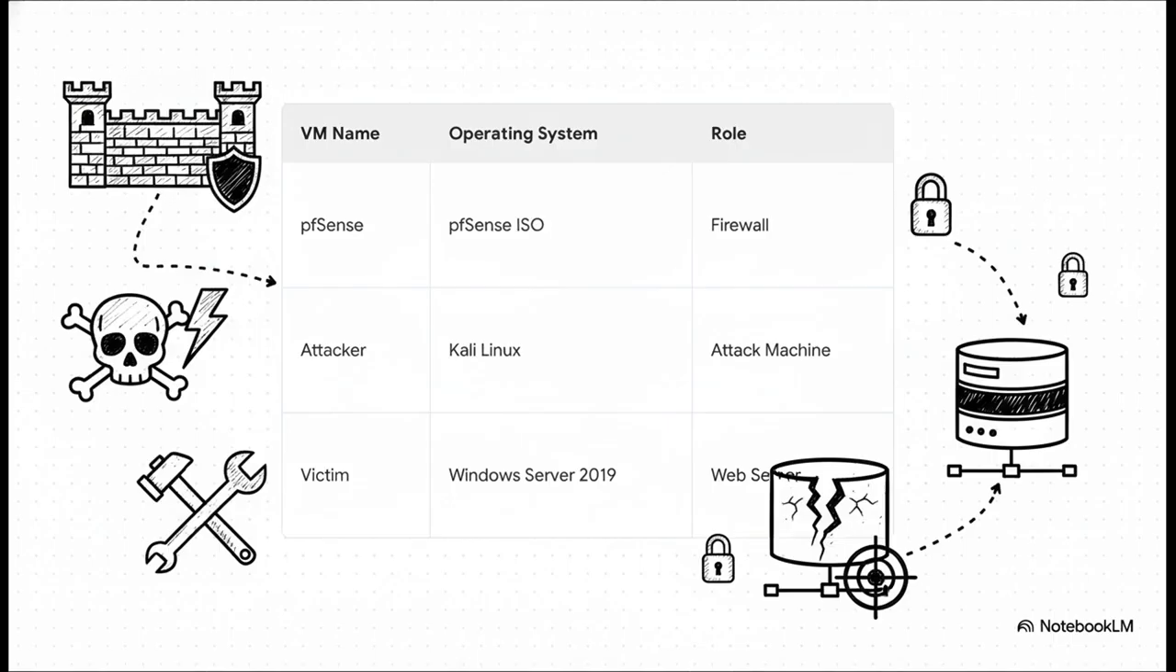Okay, so here are the main players in our little drama. We've got a pfSense firewall that's going to act as the perimeter defense for our target network. Then we have our victim, a Windows Server machine that's running a vulnerable web app. And, of course, the star of the show, our attacker machine, running Kali Linux, which is basically the Swiss Army knife for hackers, packed with all the tools we're going to need.